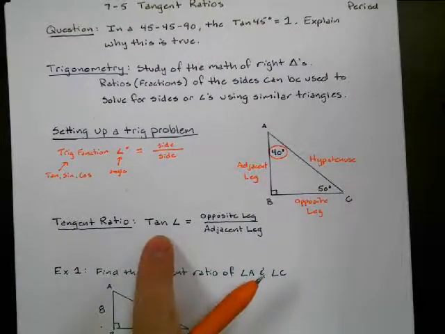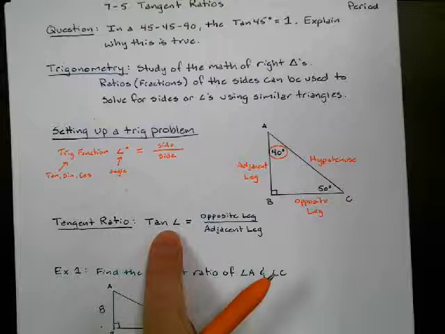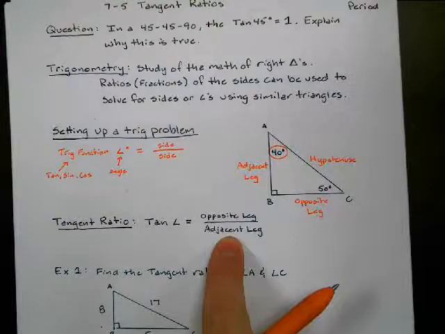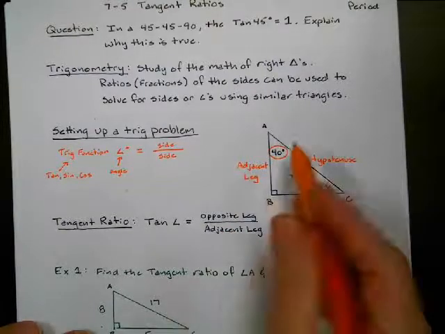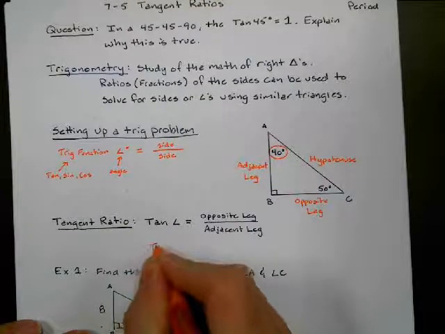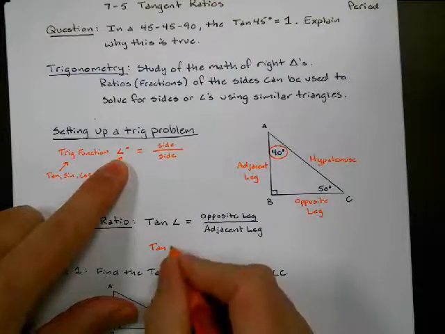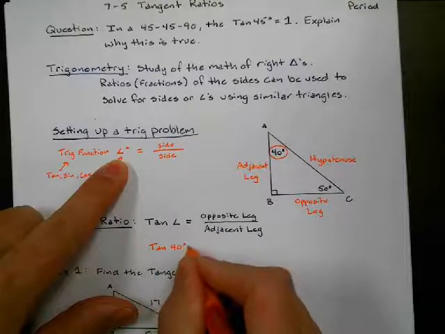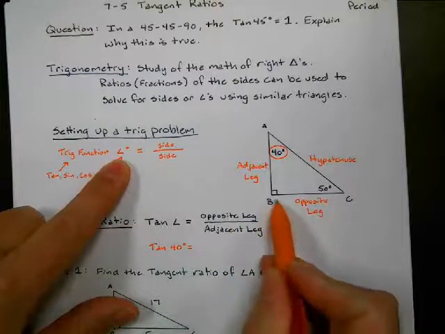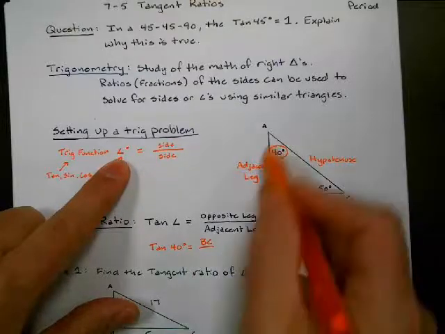So we're just going to set up how we would do these problems. The tangent ratio is always going to be the opposite leg divided by the adjacent leg. If I were looking at the 40-degree angle right there, then I would say the tangent, because we set up the trig function first, then the angle, so the tangent of 40 degrees would be equal to, which leg is the opposite one? Well, the opposite one is BC. Which one's the adjacent one? AB is the adjacent one.